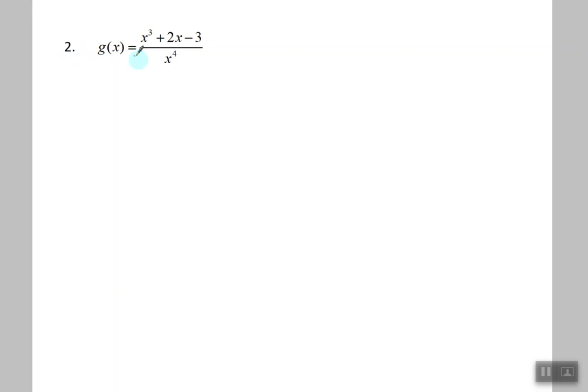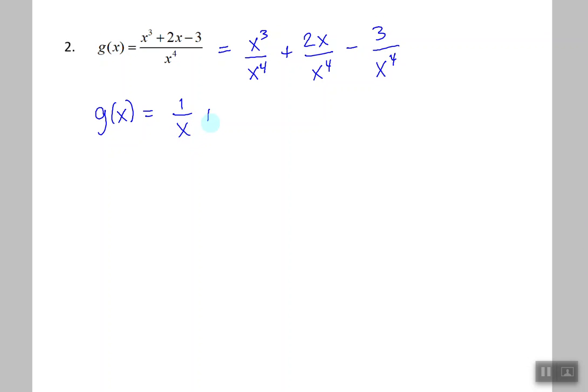Number 2, g of x equals x cubed plus 2x minus 3 divided by x to the fourth. Now again, if we can rewrite it, we should. And just like when we take derivatives, if I don't need to have a quotient, I don't want to have a quotient. So let's split up this quotient. X cubed over x to the fourth plus 2x over x to the fourth minus 3 over x to the fourth. We can clean this up a bit, so now g of x can look like 1 over x plus 2 over x cubed minus 3 over x to the fourth.